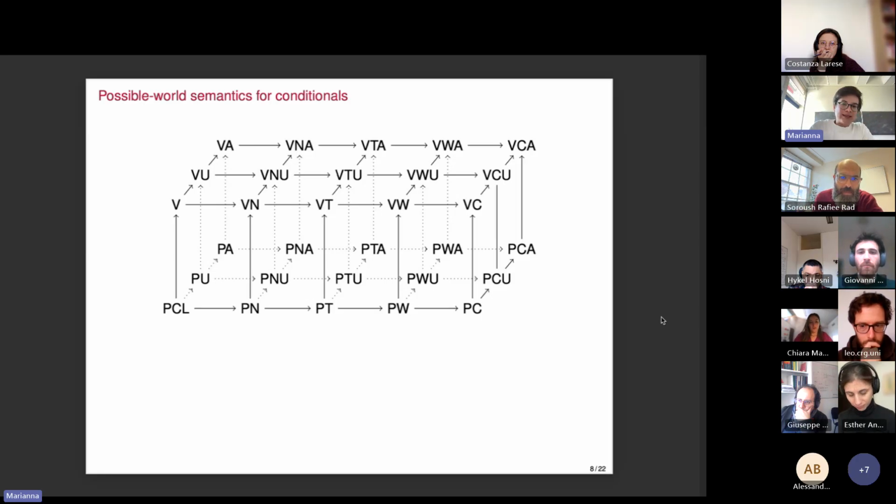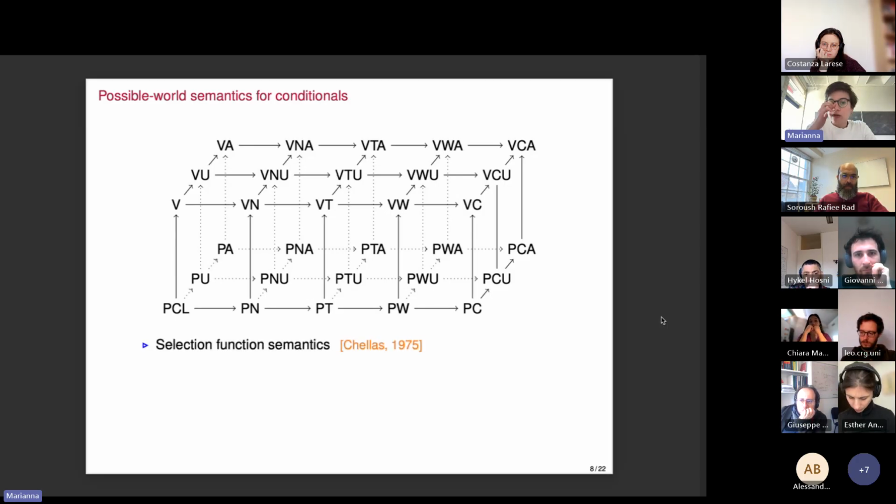We are going to look at possible world semantics, like Kripke models. But again, there are a number of different kinds of Kripke models that have been introduced in the literature. You have the selection function semantics introduced by Chellas. You can cover some of the logics with the selection function, but not really all of them. The selection function semantics was originally introduced for a weaker logic than PCL. I'm not going to talk about this.